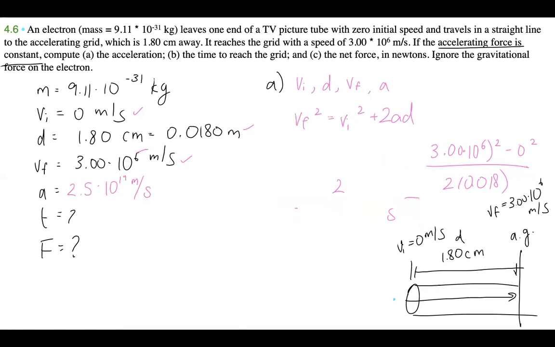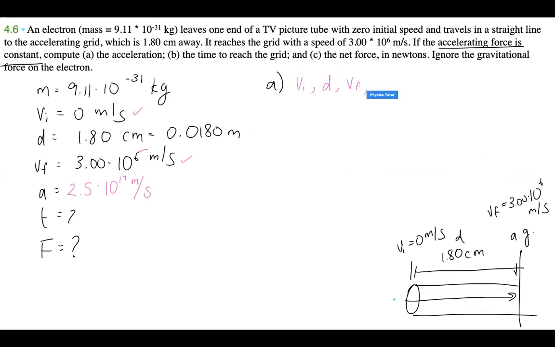Okay, so part B, while I'm erasing, let me just try to multitask and talk about this part B problem. They want the time it takes to reach the grid, which to me just sounds like another kinematic equation, right? So this time we have VI, we have D, we have VF, but instead of A, I'm going to do this in purple, we want T.